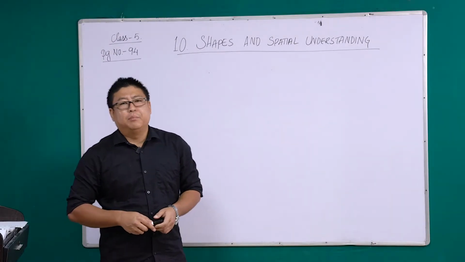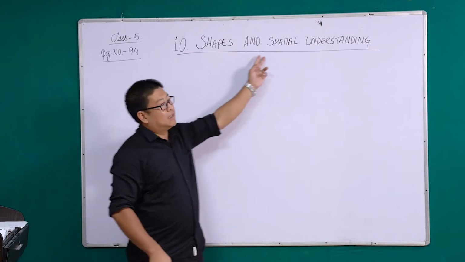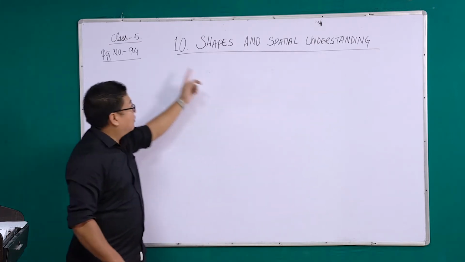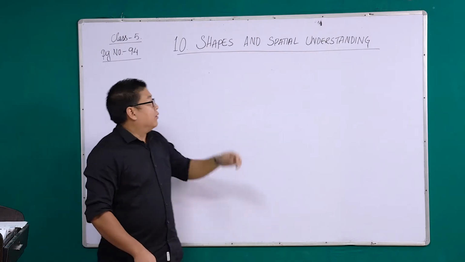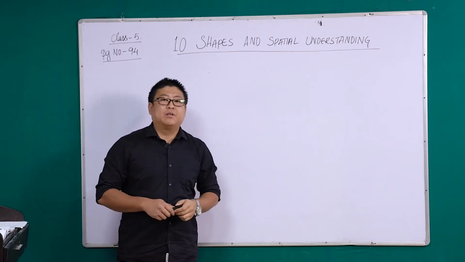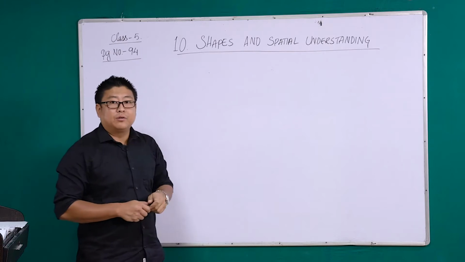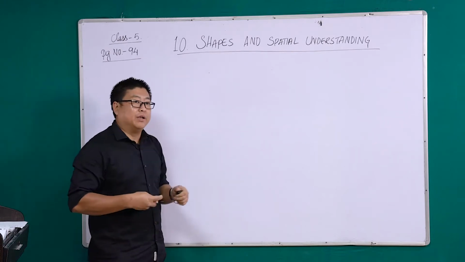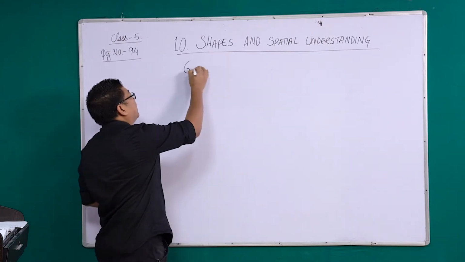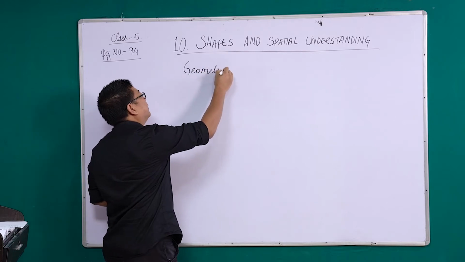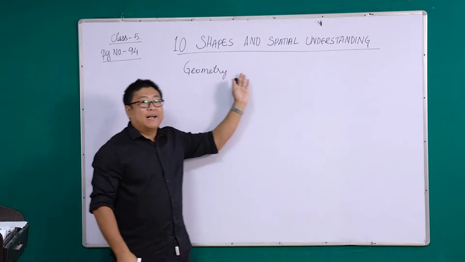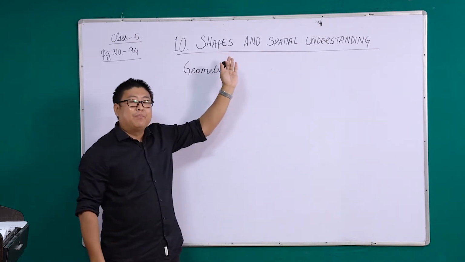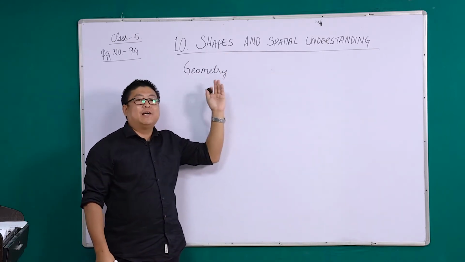Today we will be learning about shapes and spatial understanding from class 5 textbook page number 94. Now when we talk about shapes, the first thing that we will try to remember is about geometry. Geometry is simply the study of shapes, okay? So this is all about study of shapes.